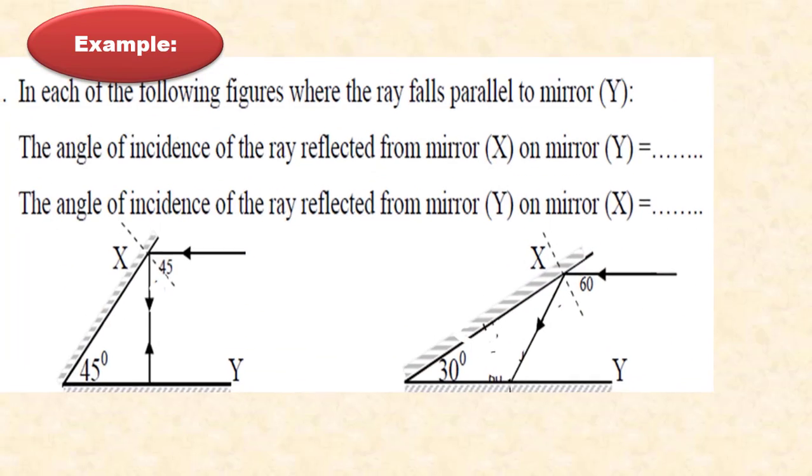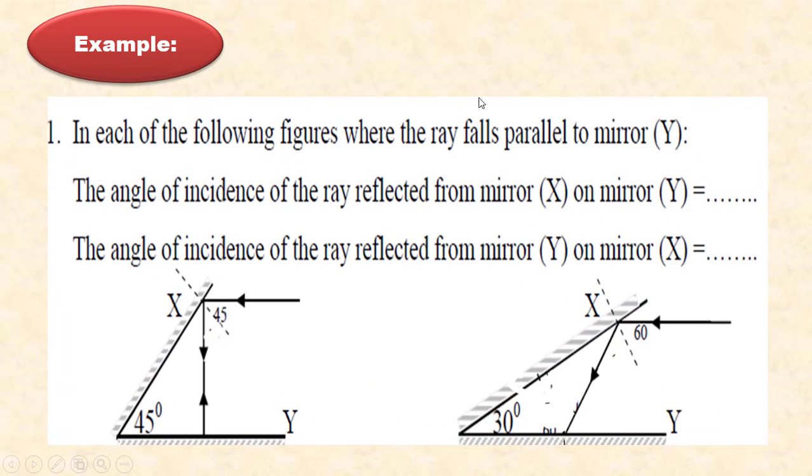Another example. Each of the following figures has a light ray falling parallel to mirror Y. This is mirror X and this is mirror Y. What is the angle of incidence reflected from mirror X in the first case, and what is the angle of incidence of the reflected ray on mirror Y?